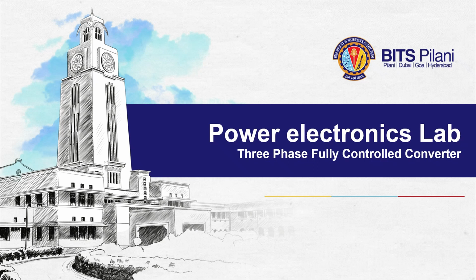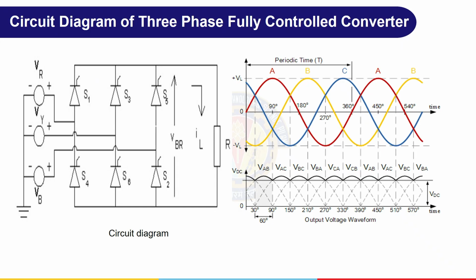In this section we are going to learn an experiment on the three-phase fully controlled converter. Circuit diagram of three-phase fully controlled converter. In this circuit you require a three-phase supply and 6 thyristors with 1 R load. This is the input waveform and output voltage waveform.